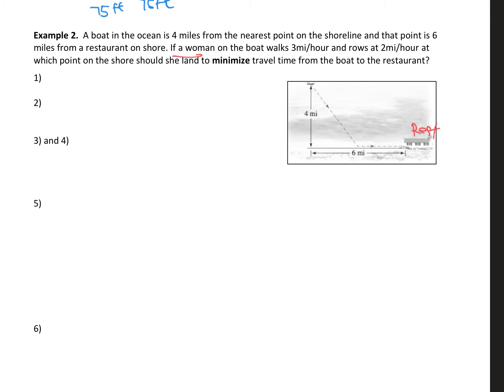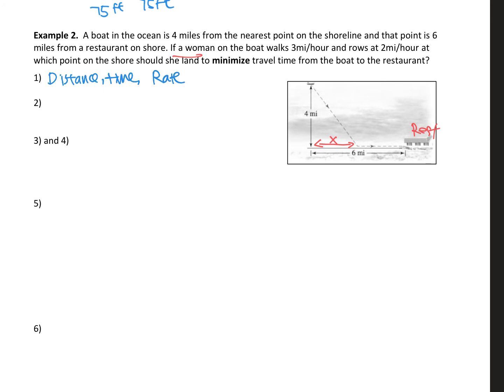So here, maybe I can write this as x is here, right? I'm going to find where x needs to be so that we can minimize the travel time. So this is the distance, time, rate type of question.